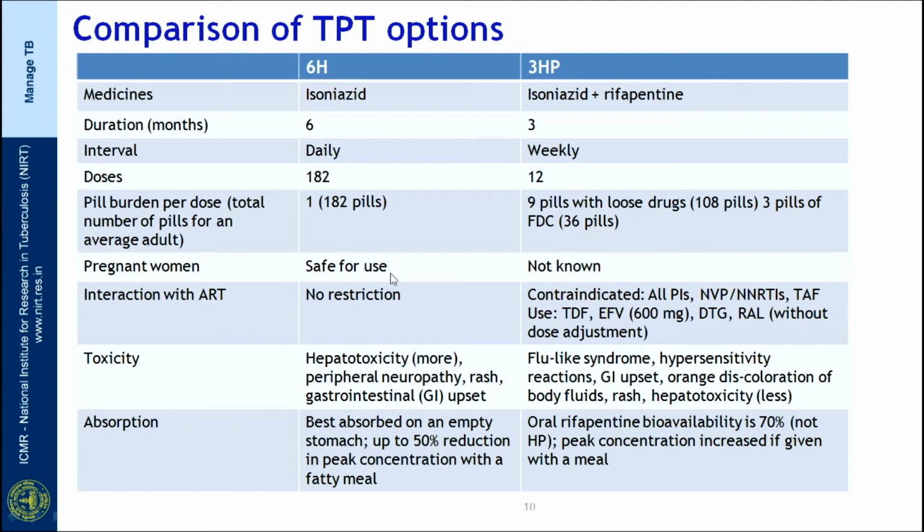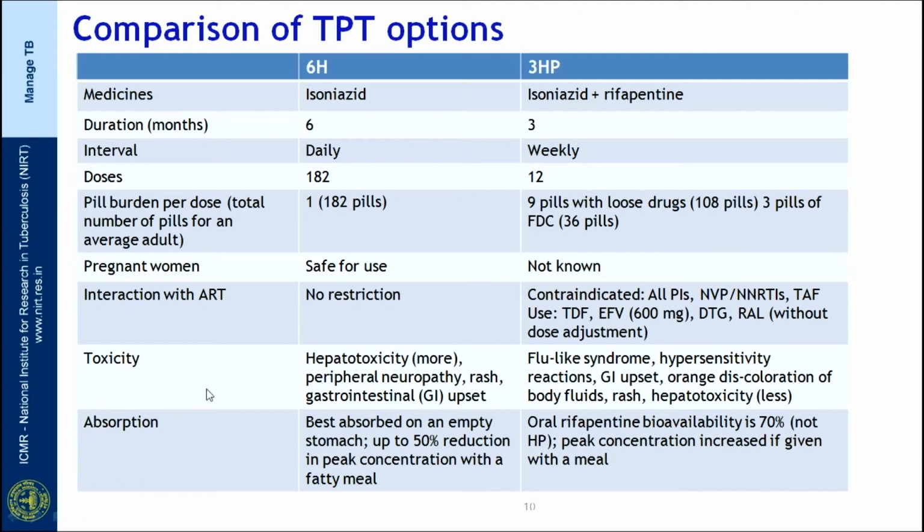Then, in pregnant women, it is safe for use. Here the safety is not known, therefore it has to be used very cautiously. Interactions with antiretroviral therapy, this is for people who are PLHIV, that is people living with HIV who are receiving antiretroviral therapy. Here, with 6H, all the drugs that are used in antiretroviral therapy can be used, whereas the 3HP regimen is contraindicated with certain PIs, NVP and NNRTIs and TAF, and it can be used safely with certain drugs like TDF, EFV, DTG and RAL without dose adjustment.